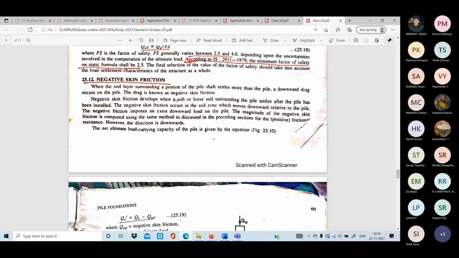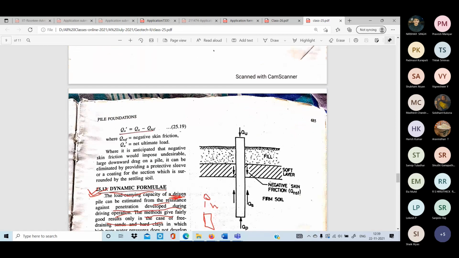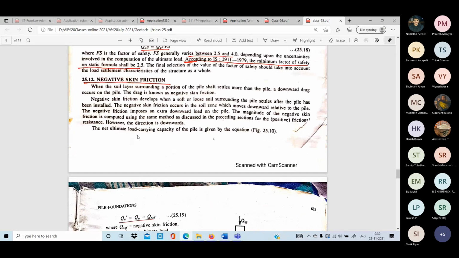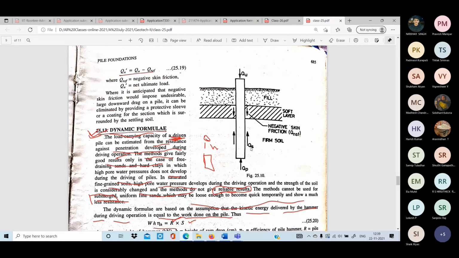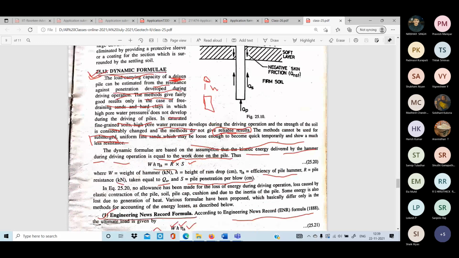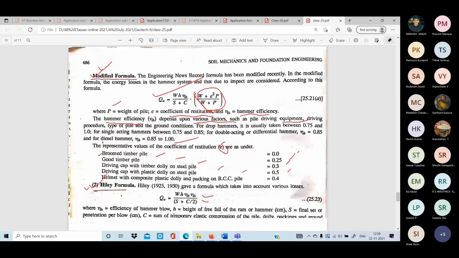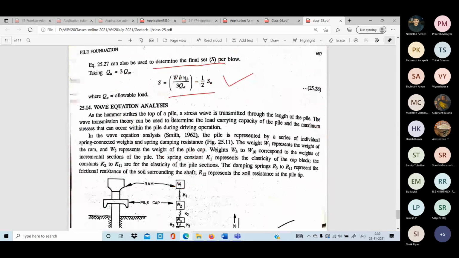Have we studied negative skin friction? What I said is that it is pulling down. The friction which tries to pull down instead of resisting upward. This soft layer, we call it negative skin friction. The friction should act in reverse, but it is acting downward itself, with the load. That is called the negative skin friction. And dynamic formulas we have seen, depending on the energy and the drop of the hammer and so on.